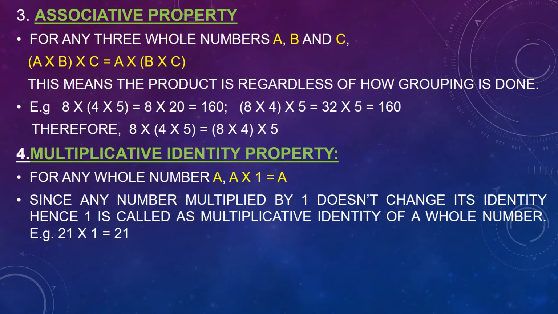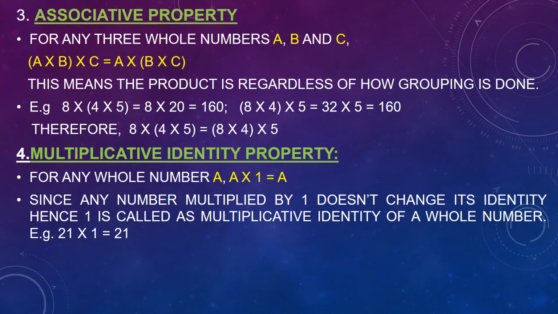Next property, multiplicative identity property. For any whole number a, a multiplied by 1 is equal to a. Since any number multiplied by 1 does not change its identity, hence 1 is called the multiplicative identity of a whole number. Example, 21 multiplied by 1 is equal to 21.